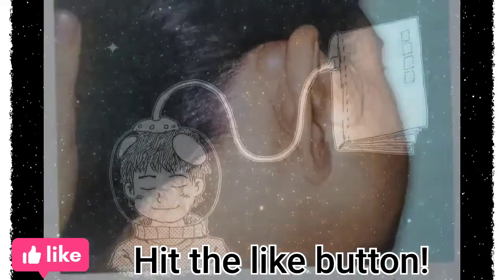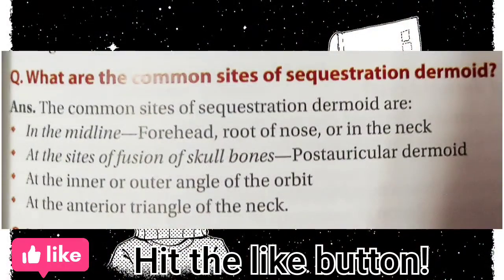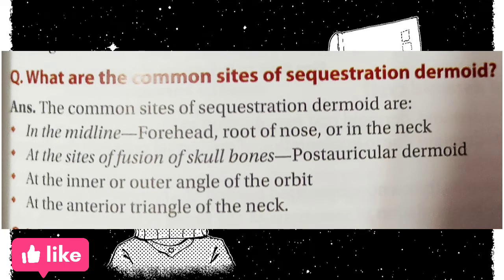Next, what are the common sites of sequestration dermoid? Common sites can be in the midline, that is in the forehead, at the root of the nose, or in the neck. Then at the sites of fusion of the skull bones, where a post-auricular dermoid can occur. Then at the inner or the outer angle of the orbit, and at the anterior triangle of the neck. These are a few common sites.